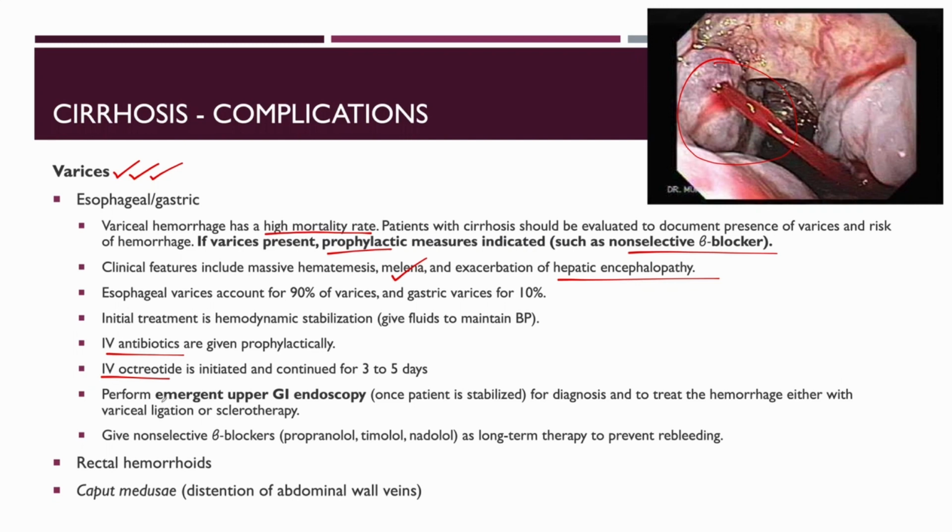And in this case, you're going to get an emergent upper GI endoscopy, and we're going to see if we can ligate or burn off these bleeders in there. There are other kind of more drastic measures that can happen with these if the patient is severely unstable and can't tolerate the endoscopy. But essentially, that's kind of the algorithm of approach. Because of cirrhosis, you can also, like we said, get hemorrhoids and this caput medusa.